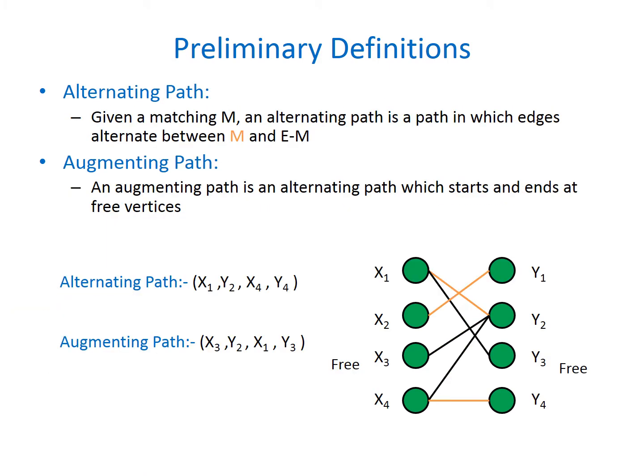Coming to the concept of alternating and augmenting paths. An alternating path is a path in which edges belong alternately to the matching and non-matching set. An augmenting path is a special alternating path in which the starting and ending vertex is always a free vertex. In the example shown here, the path x1, y2, x4 and y4 is an alternating path, while the path x3, y2, x1 and y3 is an augmenting path since it starts at x3 and ends at y3, both of which are free vertices.